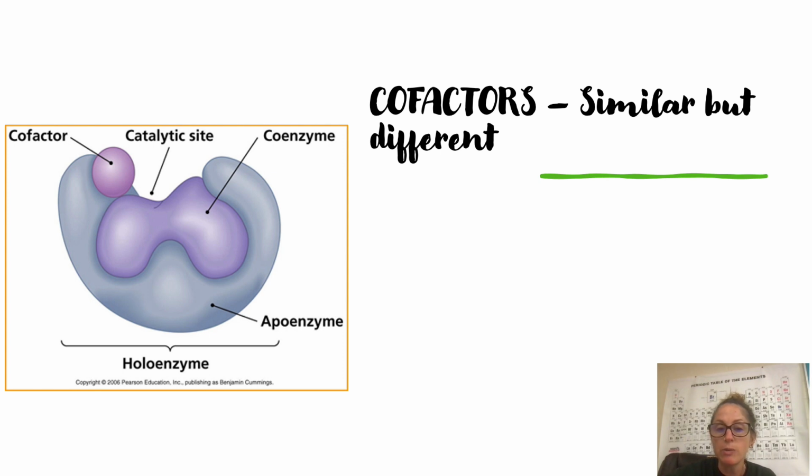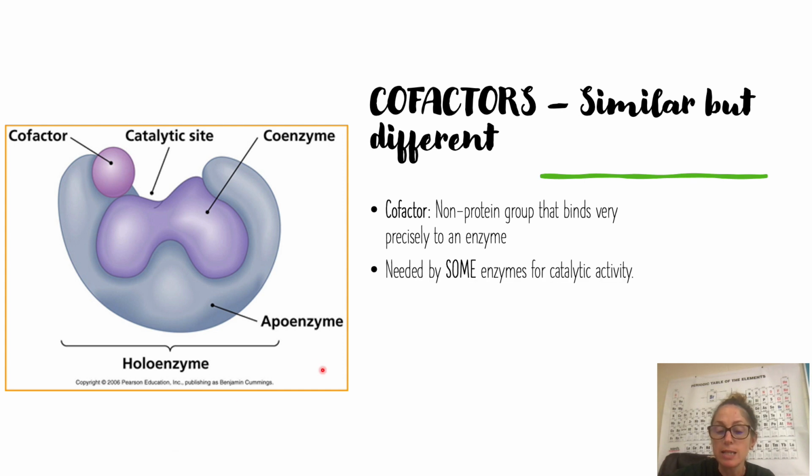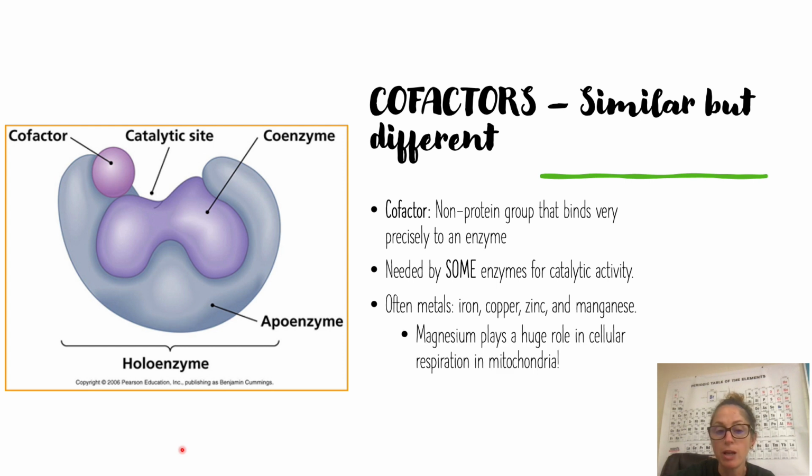Similarly, we have cofactors. The difference is a cofactor doesn't bind the actual active site, it's just binding near the active site. It's a non-protein group, again, and it binds very precisely to the enzyme. It's needed by some enzymes for catalytic activity, and it often will be metals like iron, copper, zinc, or manganese. Magnesium plays a huge role in cellular respiration in mitochondria.